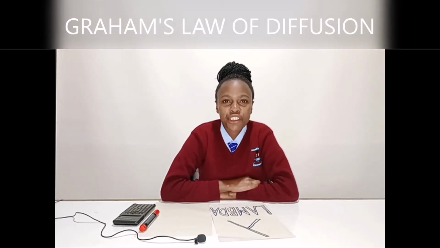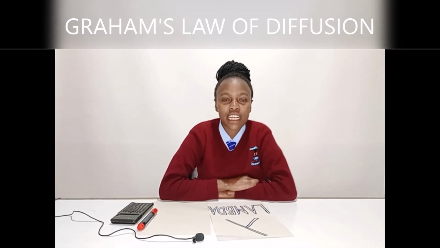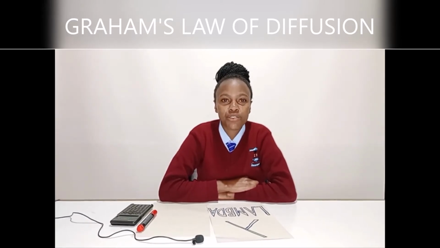The first question, state Graham's law of diffusion. Under the same condition of temperature and pressure, the rate of diffusion is inversely proportional to the square root of its density. That one is very correct.